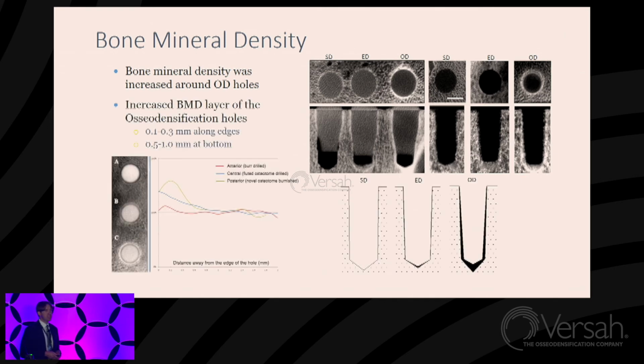So we were interested in how thick that compacted layer of bone is. And it varies from the top of the hole to the bottom of the hole. So it ranges between 0.1 and 0.3 millimeters around the wall thickness, and it's between 0.5 and 1 millimeters at the apex of the hole.